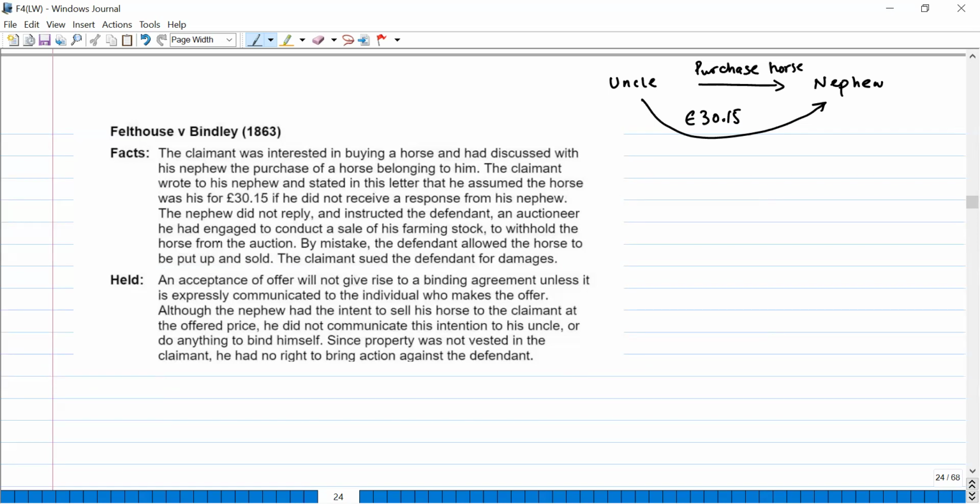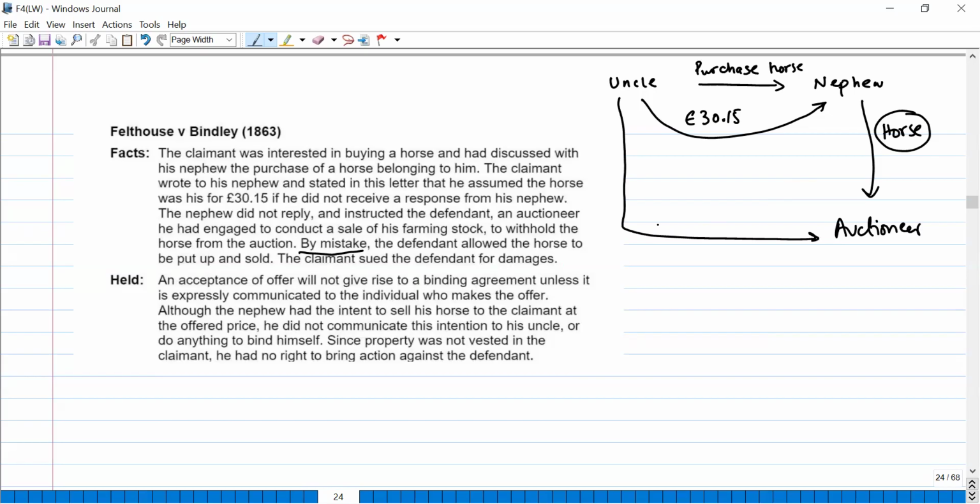He instructed the defendant, an auctioneer he had engaged to conduct a sale of his farming stock, to withhold the horse from the auction. So the nephew had put up the horse in an auction. When he received the letter from the uncle, he contacted the auctioneer and asked him to withdraw this horse because his uncle wants that horse. But the auctioneer, by mistake, put up the horse in the auction, and the horse was sold. So the uncle, Felthouse, sued the auctioneer and put up a claim for damages.